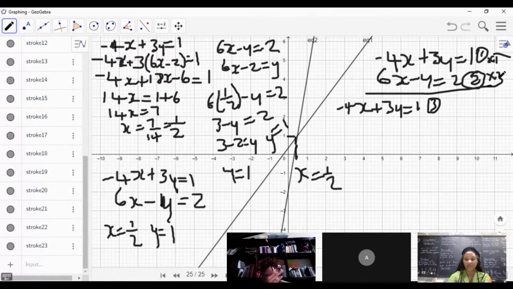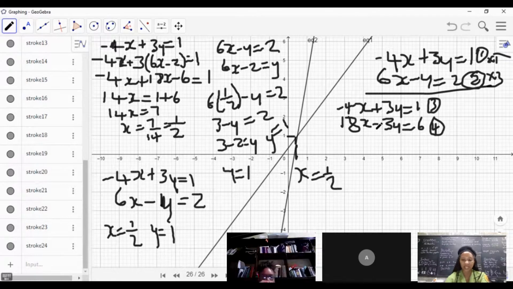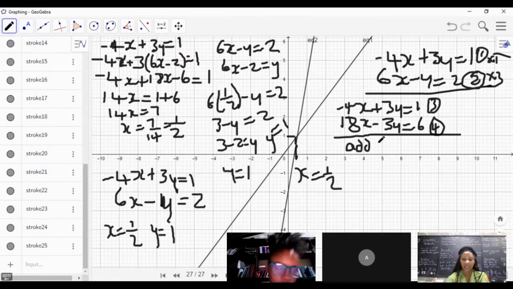Multiplying each of these by 3, we'd get 3 sixes 18x minus 3y equals 6. That's equation 4. So one is positive, one is negative. We're going to add them to get 0. 3 plus negative 3 is 0. So we're adding equation 3 and 4. And when we add them, we get 14x equals 7.